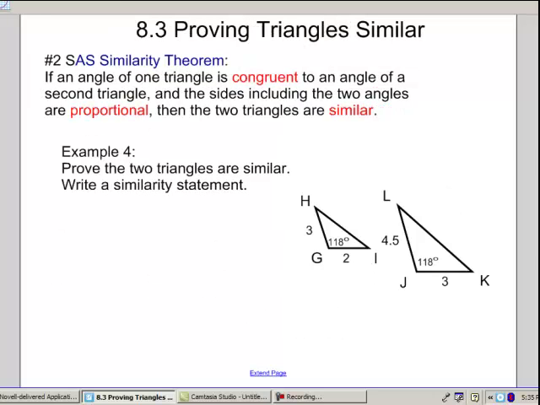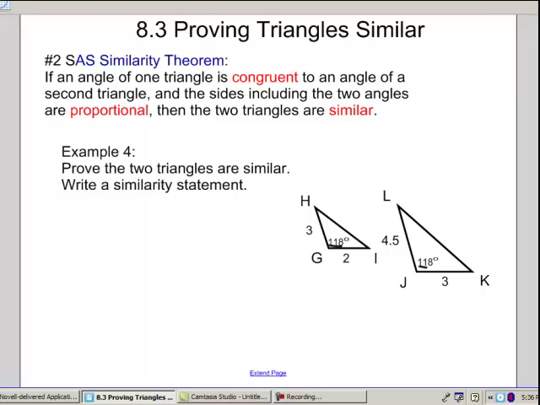Number 2, the side-angle-side similarity theorem. Side-angle-side, that's the same as with congruent triangles. Don't get confused, though. In this case, we're talking about a congruent angle, a congruent corresponding angle. Now the sides, instead of being congruent, the corresponding sides around those angles don't have to be congruent. They just have to be proportional. If the two sides that make up the angle have the same proportion, and the angles themselves are congruent, that's enough to say the triangles are similar.